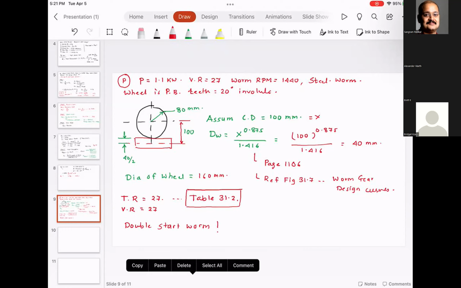Now, with that, we can find the number of teeth. Remember the equation for velocity ratio: velocity ratio is equal to number of teeth on the wheel divided by number of starts of the worm. Since the velocity ratio is 27, the number of teeth is going to be 54.